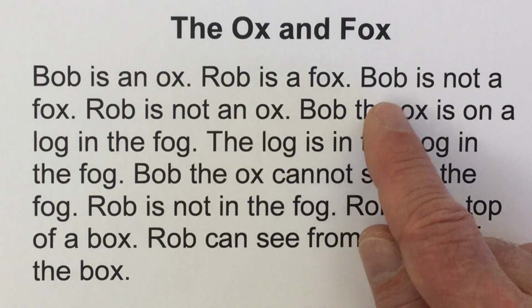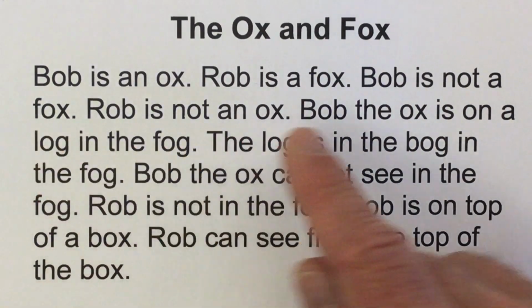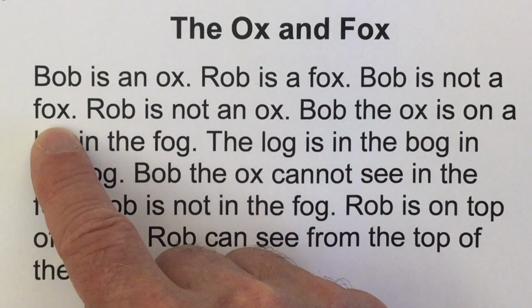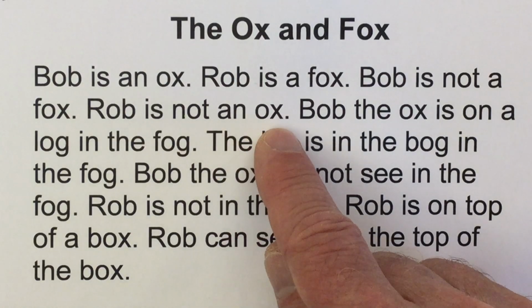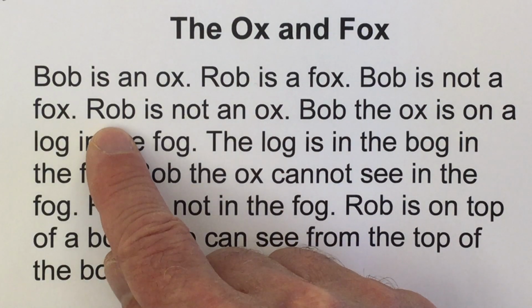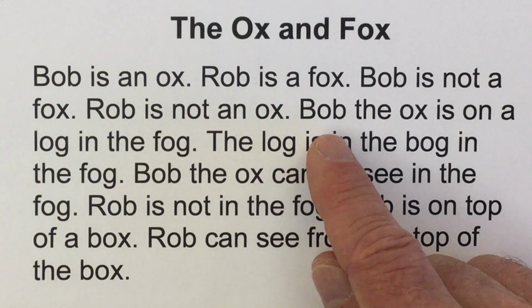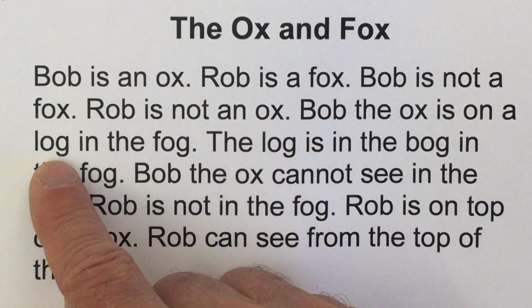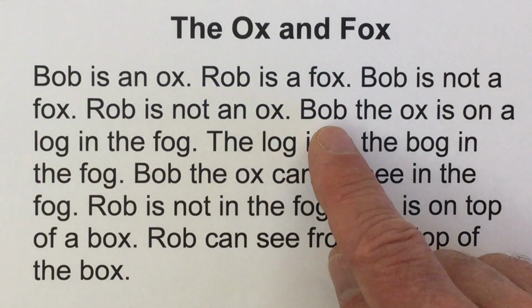Mr. C's turn. Bob is not a fox. Your turn. Mr. C's turn. Rob is not an ox. Your turn. Mr. C's turn. Bob the ox is on a log in the fog. Your turn.